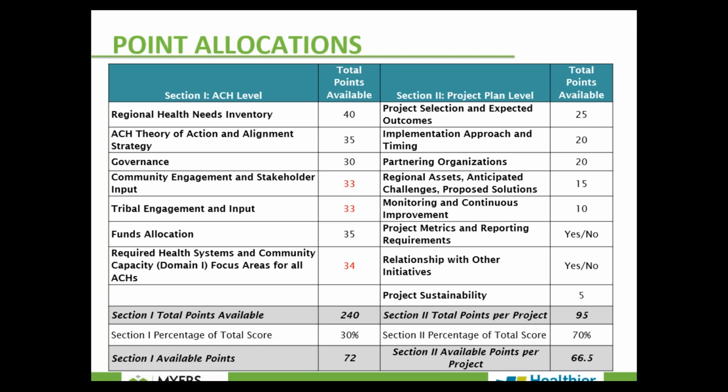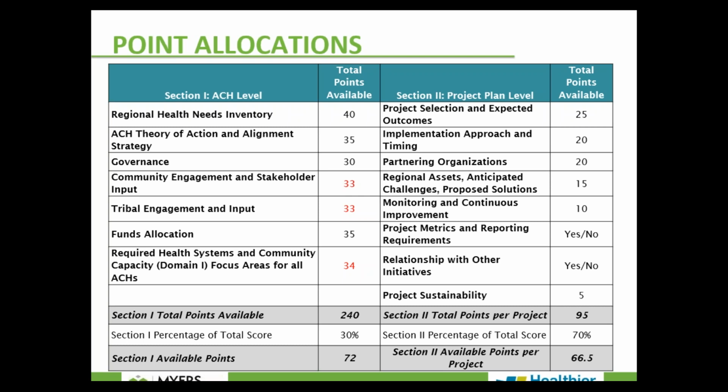However, we do recognize that each subsection includes many questions with varying complexities and required detail that must be considered in the reviews. We will review the project plan to confirm that all areas have been addressed in detail. For example, social determinants must be addressed in the regional health plan and regional health needs inventory, and we would expect they would also be discussed within the specific project narrative. For the ACH theory of action and alignment strategy, those must address the project portfolios.